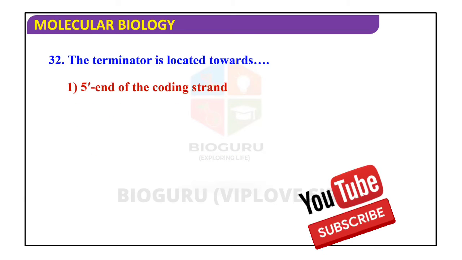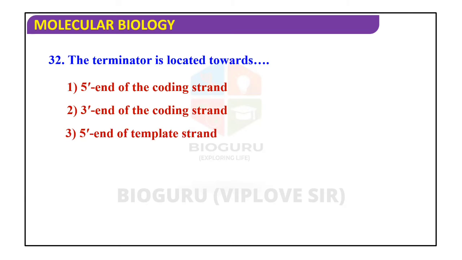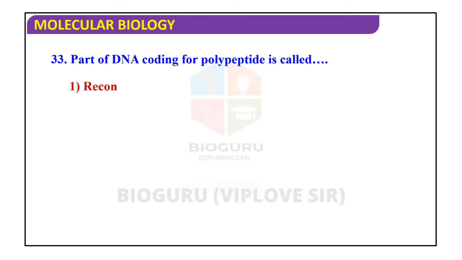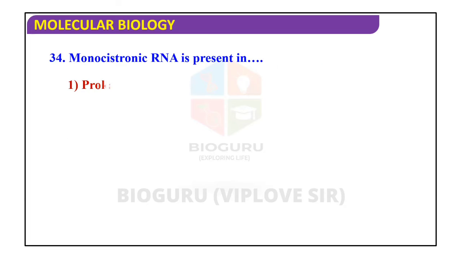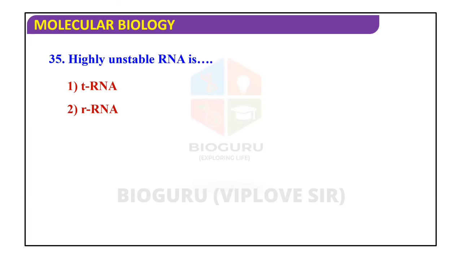The terminator is located towards 5 prime end of the coding strand, 3 prime end of the coding strand, 5 prime end of template strand, or no specific direction. Yeah, it is 3 prime end of the coding strand. Part of DNA coding for polypeptide is called recon, muton, cistron, or mutagen. Yes, it is cistron. That's great. Monocistronic RNA is present in prokaryotes, eukaryotes, mycoplasma, viruses. Yes, it is eukaryotes. Highly unstable RNA is tRNA, rRNA, mRNA, or hnRNA.